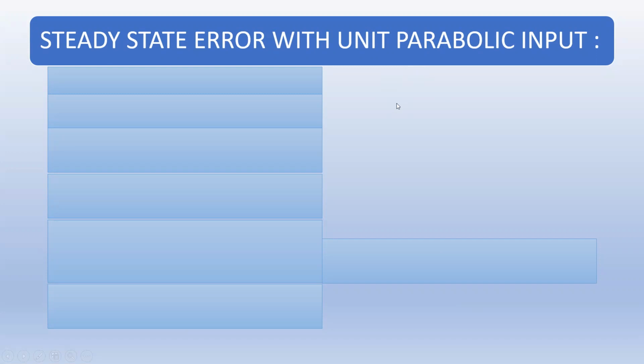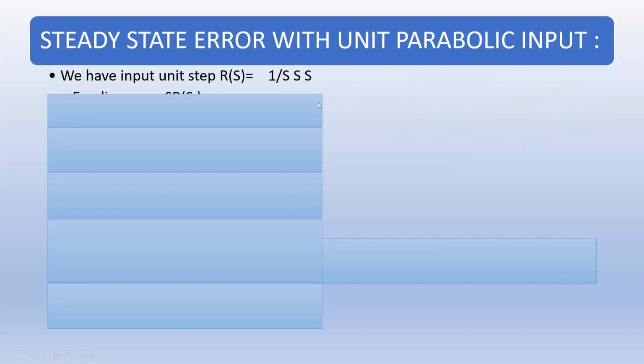In the last class, we discussed the steady state error with the unit ramp signal, and how that is related to the static error constant. In this class, we will be discussing the steady state error when we give the parabolic input. Remember, for the parabolic input the time function is half into t square. If we apply the Laplace transform to that time function, we get the Laplace transform of this input signal as 1 over s cube.